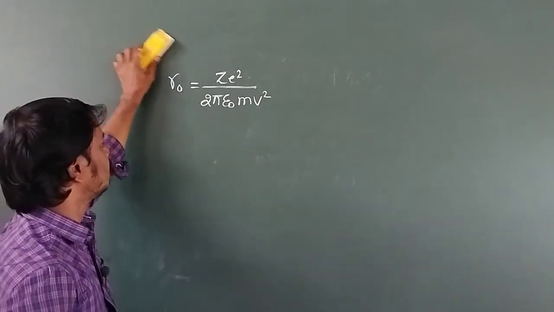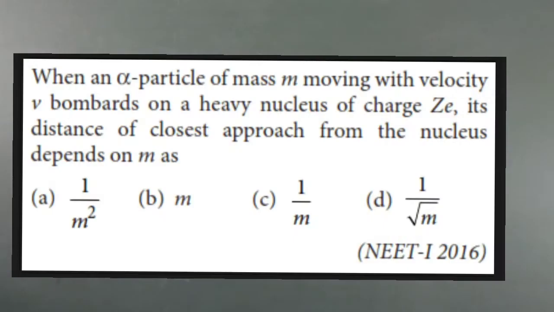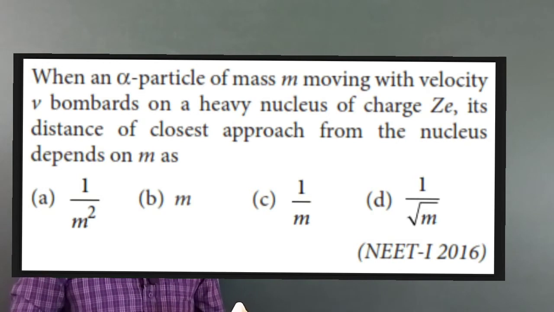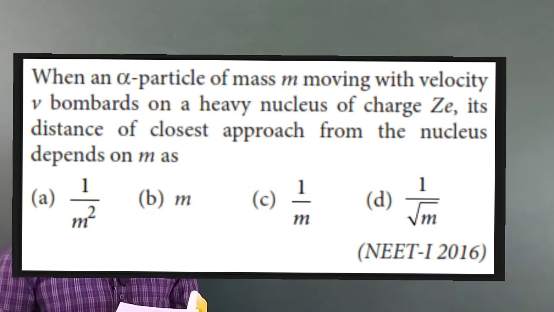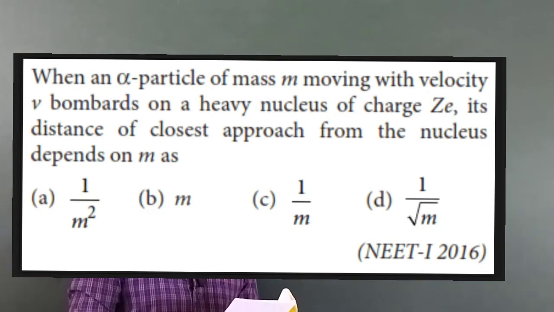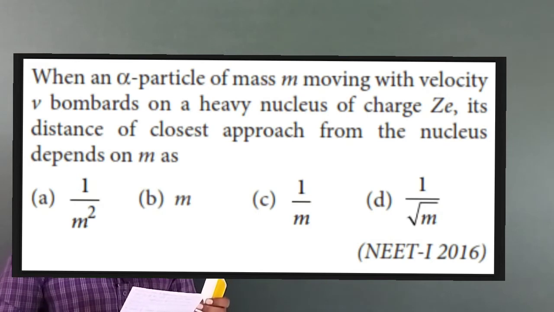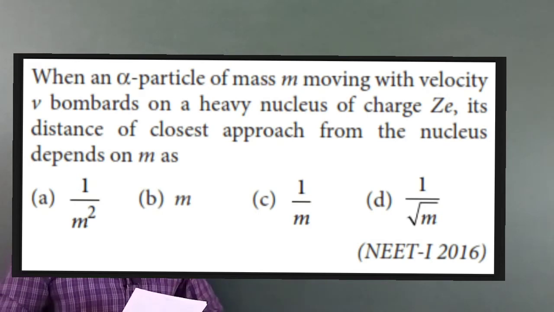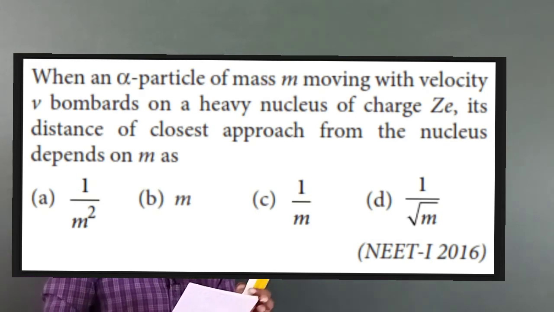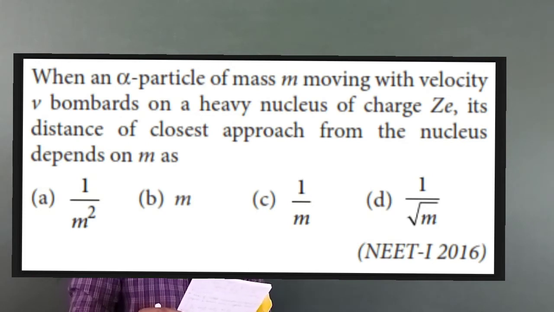Now what is the first question? Question number 1, when an alpha particle of mass m moving with velocity v bombards on a heavy nucleus of charge Ze, its distance of closest approach from the nucleus depends on m as, first option is 1 by m square, second option m, third option 1 by m, and last option 1 by square root of m.